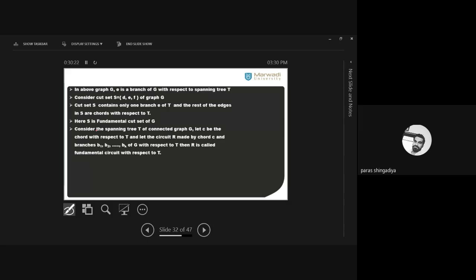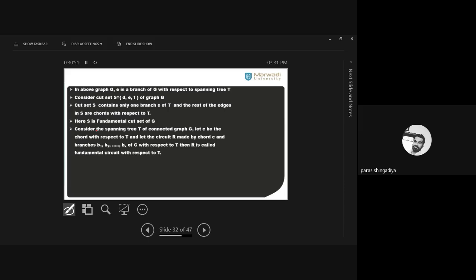R is a notation. Circuit C1, C2, C3 is an R. R is a circuit made by the chord C and the sequence of branches B1, B2, B3 up to Bk. So with respect to T, R is known as a fundamental circuit with respect to T. It means you have to consider one of the circuits from the graph, and in such a circuit you have to involve only one chord, and the rest of the edges should be branches.